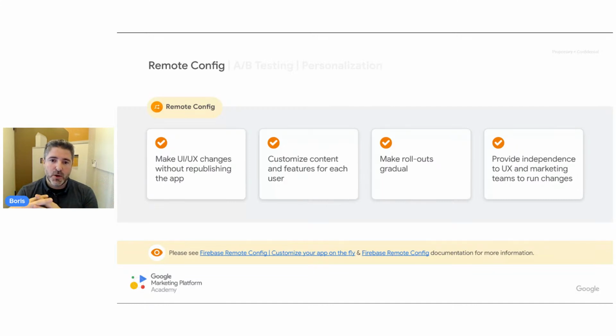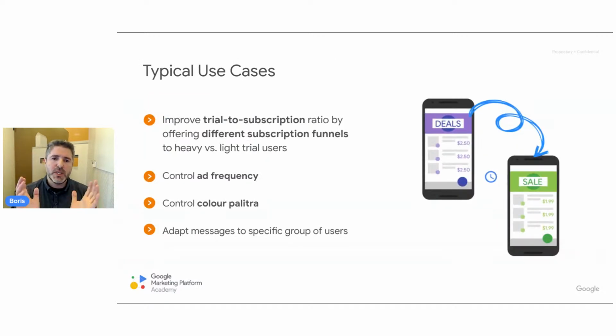It allows to customize content and features for our users, make rollouts gradual, basically add significant independence to UX and marketing teams, to your designers, to control the app's look and feel, without bothering or being dependent on developers all the time. It gives marketeers and designers more power. Typical use cases will include ability to, for example, tweak onboarding flow by offering different subscription funnels to heavy versus light trial users. It allows to control ad frequency, which is mainly relevant for marketing or ad monetization teams.